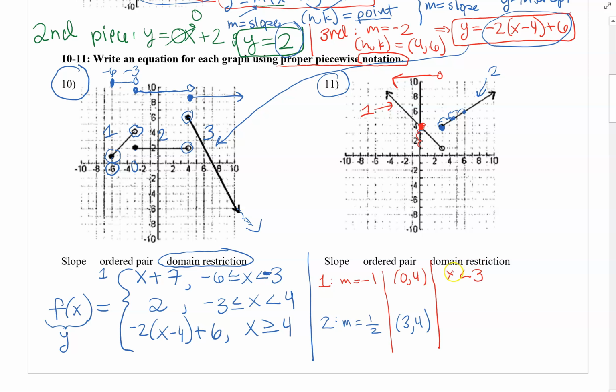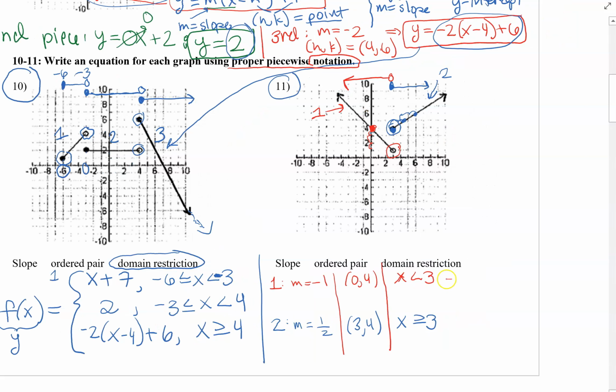For the first piece, it would be x's that are less than 3, not equal to because of the open circle. And then for the second piece, the one on the right, it looks like it also starts at 3, but it's including 3. It has a closed circle there, and then it continues to the right. So that domain would be all of the x's that are greater than or equal to 3. I'm including the equal sign there because this piece includes the solid dot.